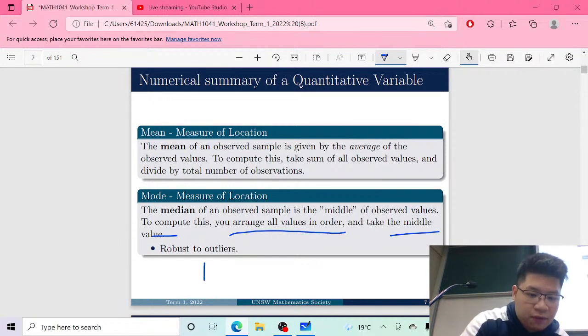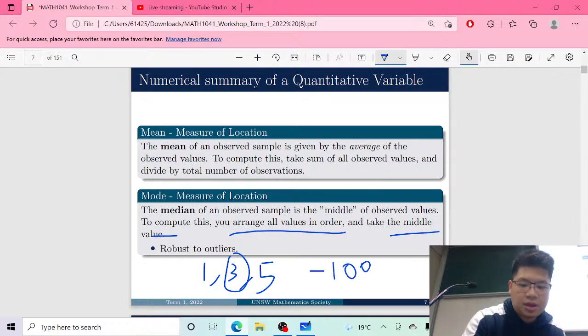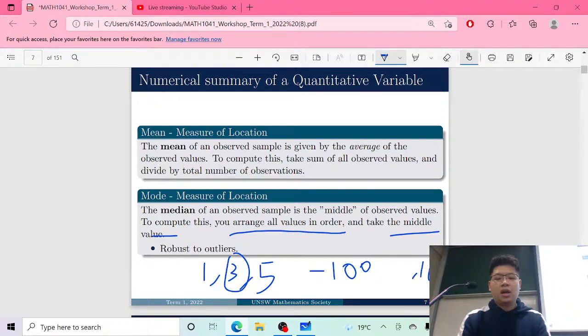So for example, if these were our observed values, like 1, 3, and 5, then you would see that your median is 3, right? And it doesn't matter if it's a very small value, like minus 1 million here, or maybe 100 here. It's still going to be 3. That's going to be your median here.